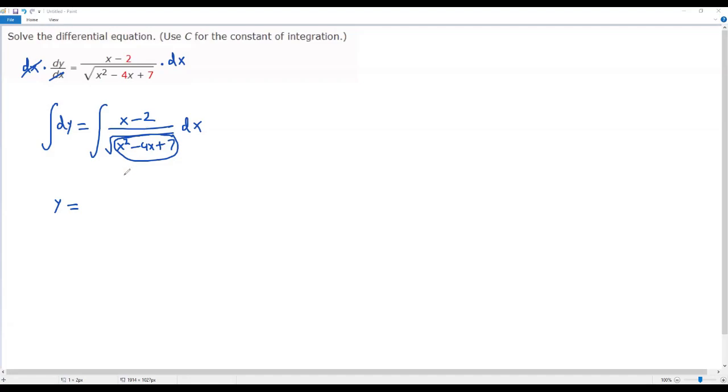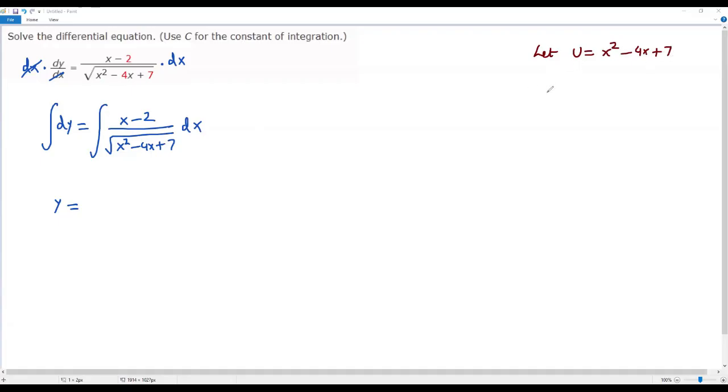I have to introduce a new variable for this expression x² − 4x + 7 to get a single variable inside the square root. For that we have to do u substitution. That is, I'm going to substitute a new variable u for this expression. Let me do this separately. So let u equal x² − 4x + 7.